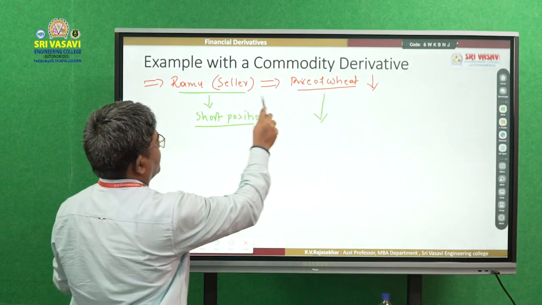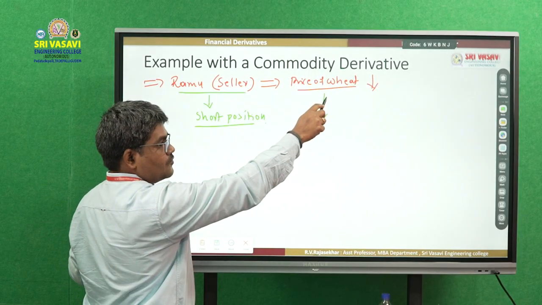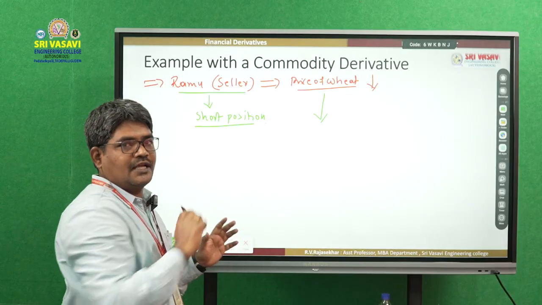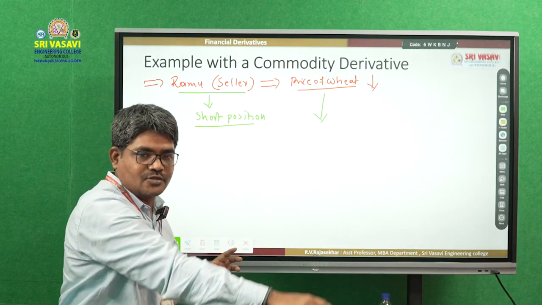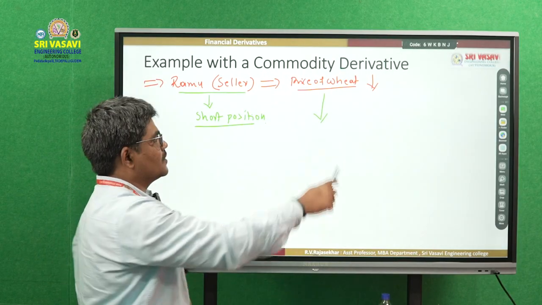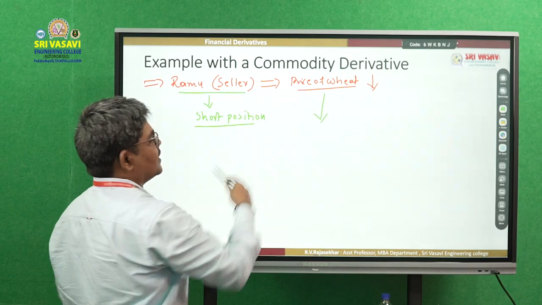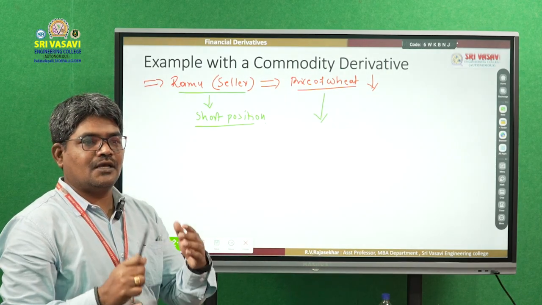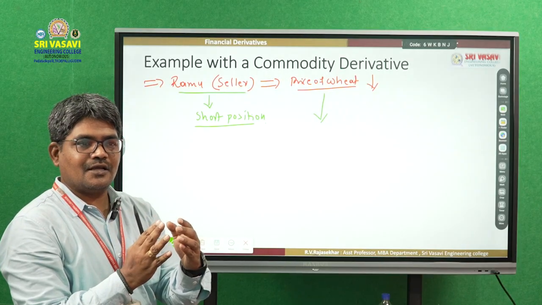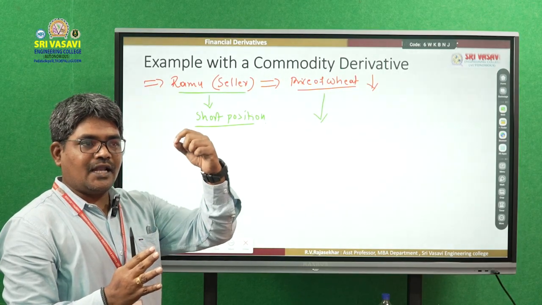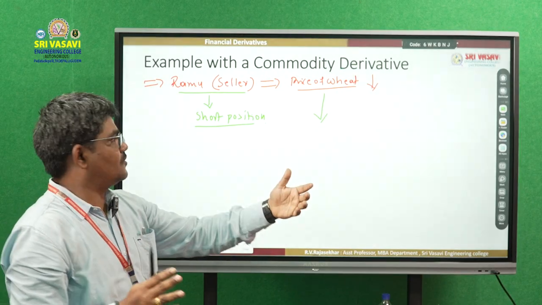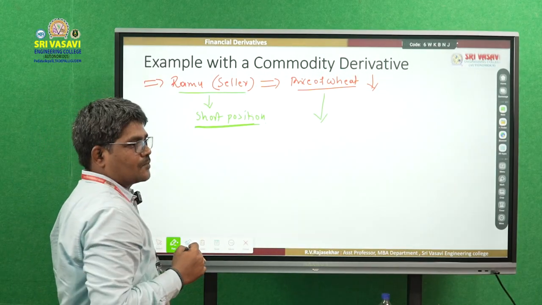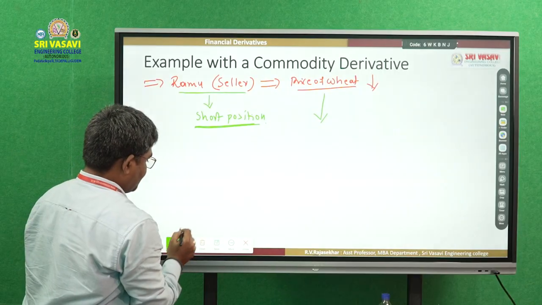Now, Ramu entered into a contract at the rate of 2,750. What happens if the price moves to 2,900? He incurs a loss. What if the price reduces to 2,500? He gains an advantage. For each and every drop in price he has an advantage, because he fixed the price at 2,750. Any fall below 2,750 is an advantage for Ramu. Now, what position did he take? Short position.